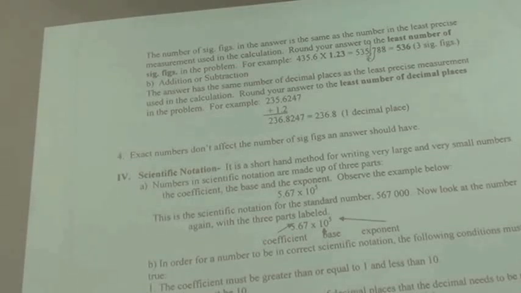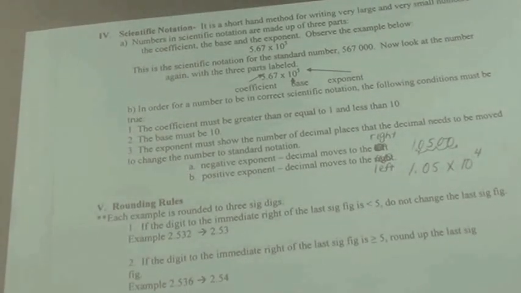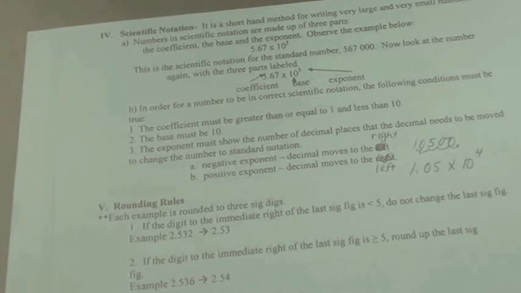The number of significant figures a number should have. Okay, scientific notation is going to help you deal with really small and really large numbers in calculations.